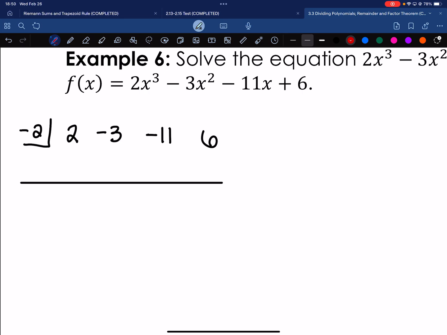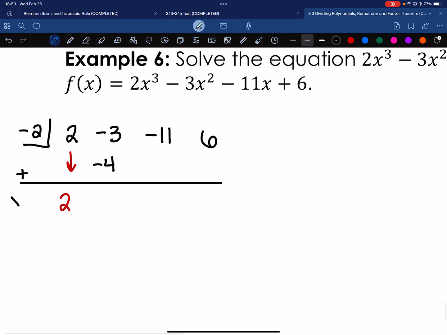First term gets dropped down. We multiply -2 times 2. We get -4. When it's above, we add. When it's below, we multiply. -3 plus -4, -7. -2 times -7 is a +14.